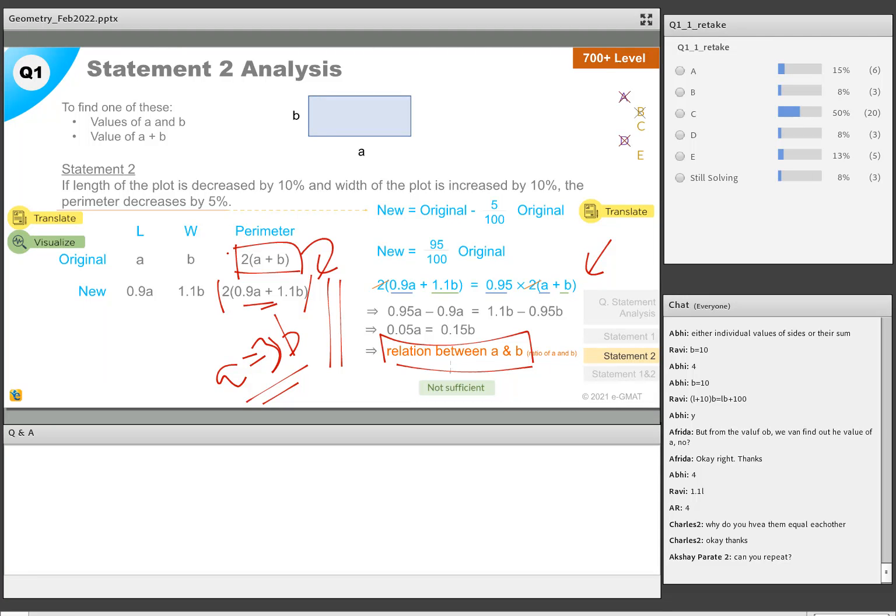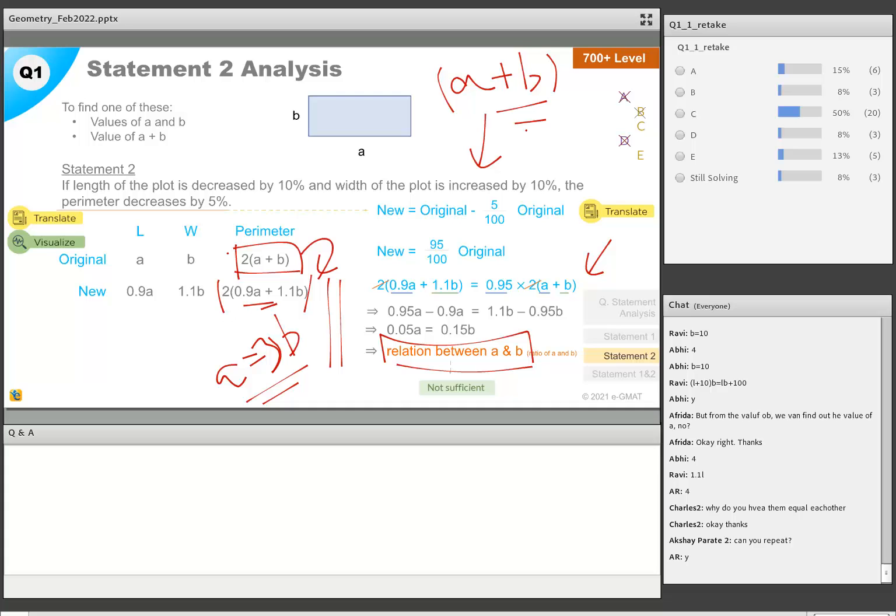But is this clear? Fundamentally, if you put in the information from statement 2, all you're getting is a relationship between a and b. A equal to 3b is something you will get. But does that tell you anything about a plus b? Do you know what is a plus b based on this? The answer is no. Is this clear? Very quick show of hands.